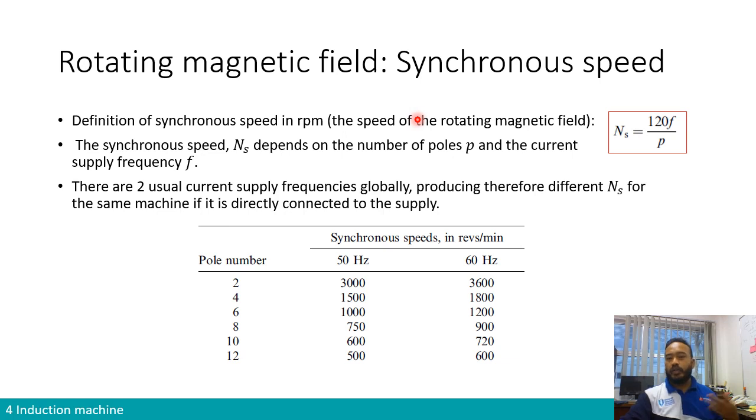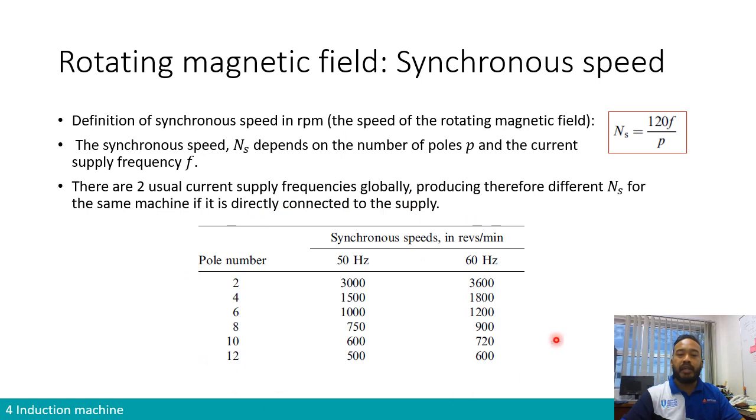So the consequence of that is that for any type of machine, we understand that the synchronous speed depends on these two things. First is the frequency of the supply. Secondly is the number of poles. Therefore, we can predict the steady state speed of any machine if it is supplied with different AC current frequency. So there are two usual current supply frequencies globally: 50 hertz, like in our country, or 60 hertz in others, that produce different synchronous speeds.